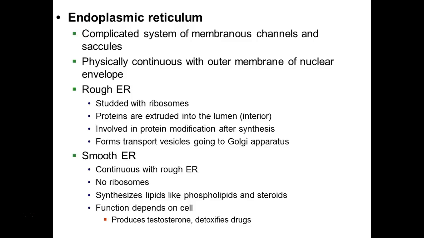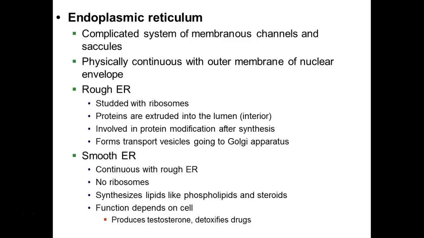The rough endoplasmic reticulum is called that because it looked rough when scientists first observed it with an electron microscope. They found endoplasmic reticula that looked rough and others that looked smooth, so that's why they called it that. Later it was found that the reason it was rough was because the ribosomes were attached to it. Remember, those proteins are extruded into the lumen of the endoplasmic reticulum, so the rough ER is involved in protein modification. Proteins that are extruded into the endoplasmic reticulum are going to be modified to a certain extent.